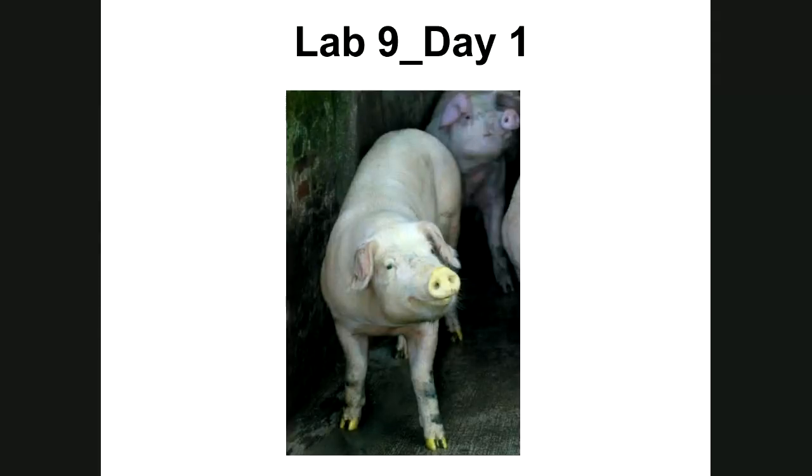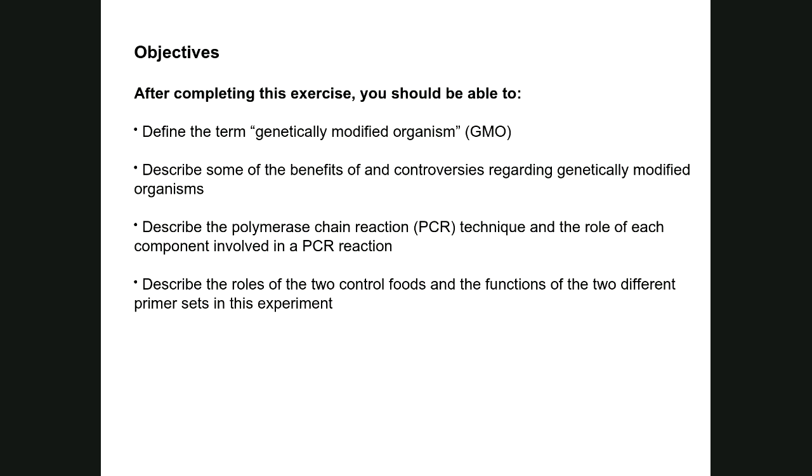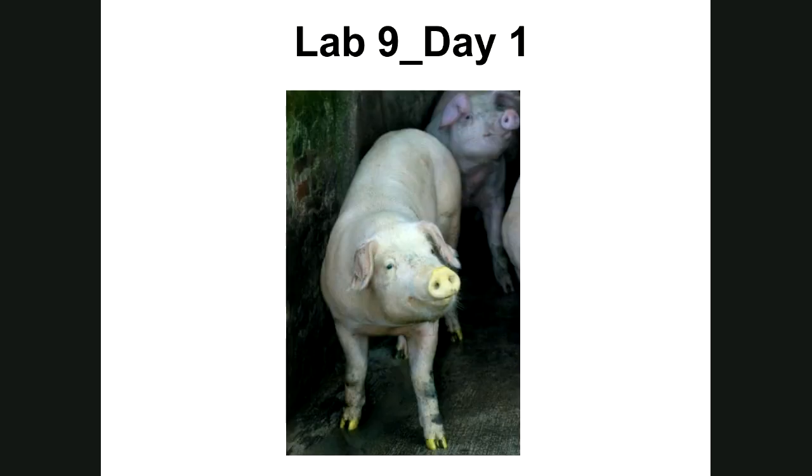This is Lab 9, Day 1 of a two-part lab that focuses on detecting if a particular food source was derived from a GMO plant. You can see there that the pig right here is an example of what we call a genetically modified organism. If you look closely, notice how the snout here, as well as the hooves, have a green tint to them as compared to the other pig or hog, if you want to call it, that's back there.